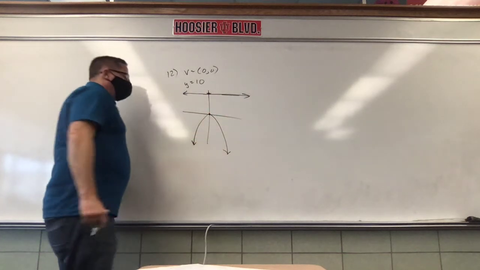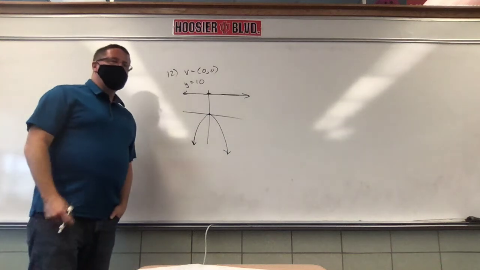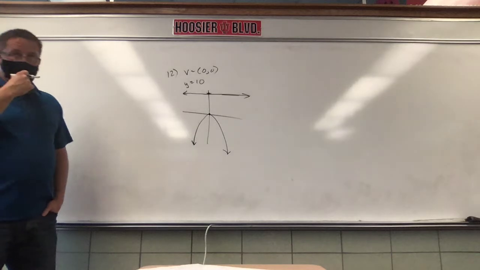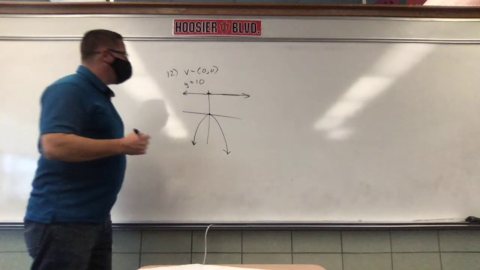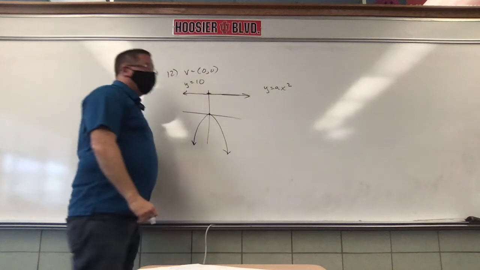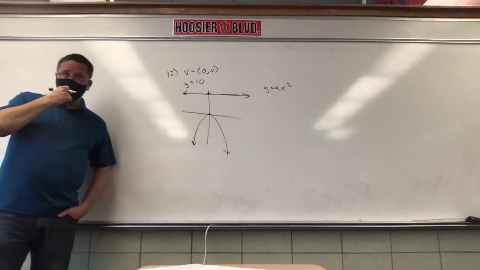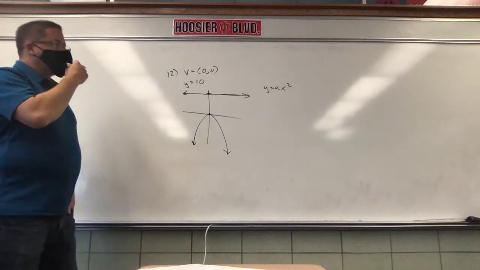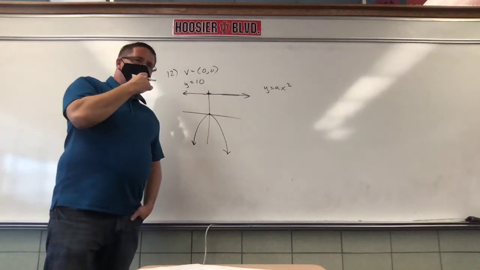So our equation, remember there's two different types of equations. It's either y equals x squared or x equals y squared. Up and down is y equals ax squared. And we know something about a. It's got to be negative something, negative something because it's going down. But negative what? Well, here's where we need to use the other formula.